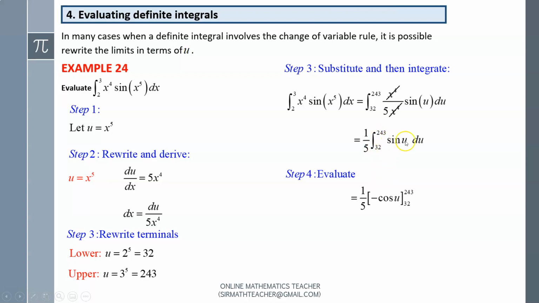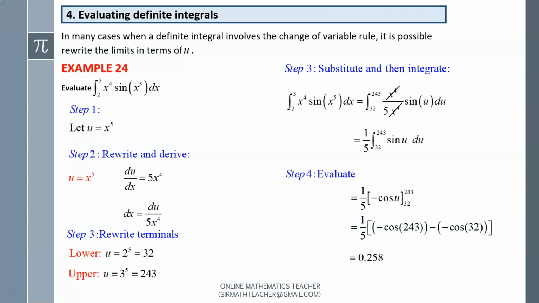So evaluate sine u, the integral of that is negative cos u between 32 and 243. This means you don't have to replace u with the x to the 5 anymore because you've rewritten the terminals. So now I can sub in 243, I can sub in 32, evaluate this definite integral, and approximately equals 0.258.